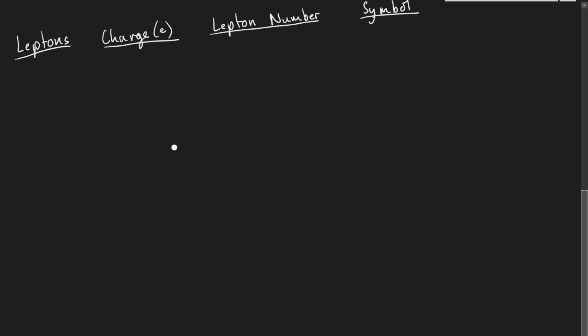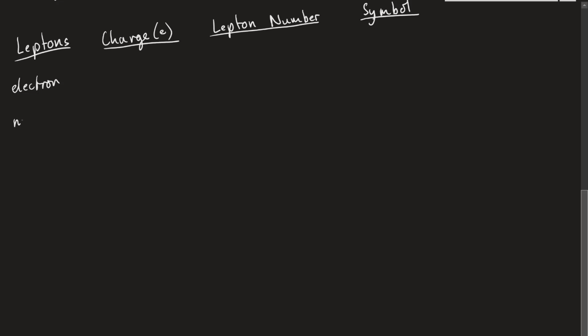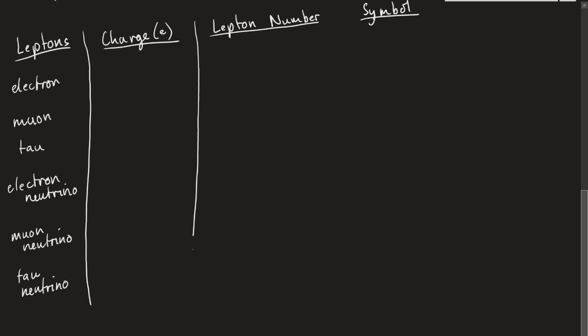So these leptons, we know we can have the electron, we can have the muon, we can have the tau, and we can have the electron neutrino, as well as the muon neutrino and the tau neutrino. Okay, these are all the leptons we have. Now the charges that each of them have: the electron is minus the charge of an electron, the muon is also minus the charge of an electron, and so is the tauon. We said the only difference between these three is their masses, essentially. They just get bigger masses as you go down the group.